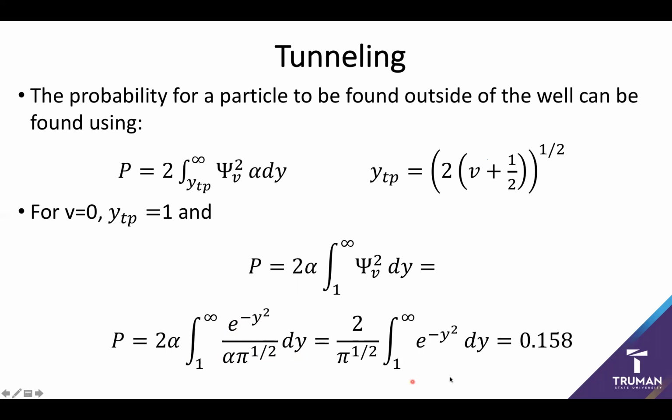So it turns out that this guy's a little bit harder to solve, but there's plenty of numerical solving techniques you can apply. And what you'll end up finding is that this gives us an integral, a probability of 0.16. So this is essentially another way of saying that 16% of the time, for the ground state particle, the wave function will actually be found outside of its classical region.